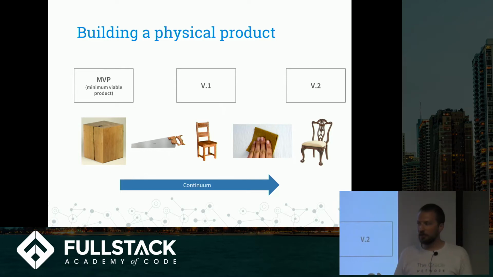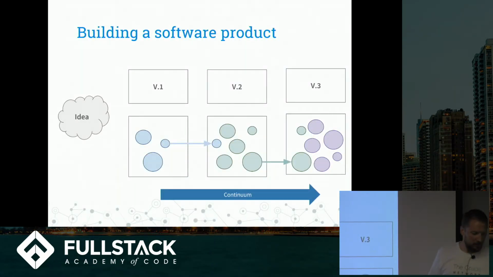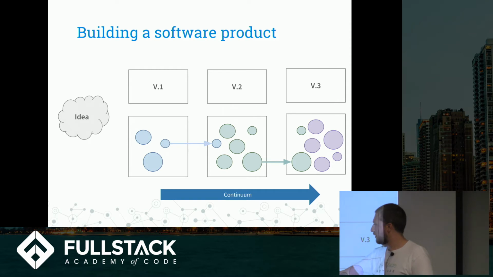And when we build software, this is done basically the same way. Typically in software, what we do is we start out with an idea. We build our first version of the product, maybe an MVP or a version 1, whatever you want to call it. The designation isn't that important. And then over time, what we'll do is we'll take components of that version 1 and replace them.